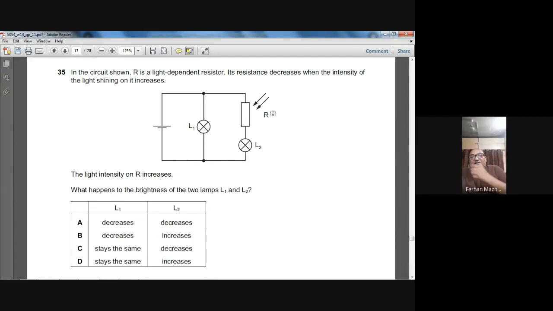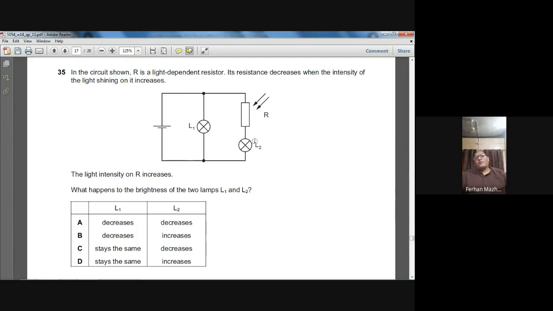Now, if you look at this branch, when the light falls on it, the light intensity has increased and the resistance of R has decreased. When the resistance decreases here, what will happen? It will take less voltage.